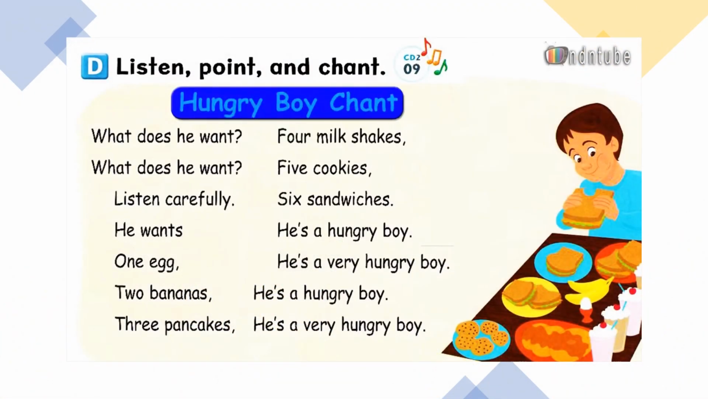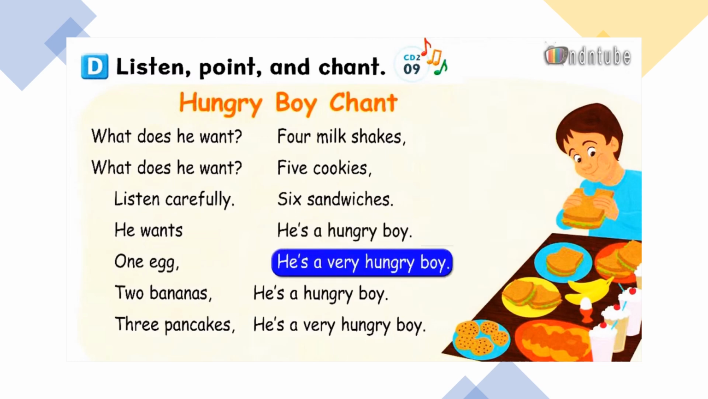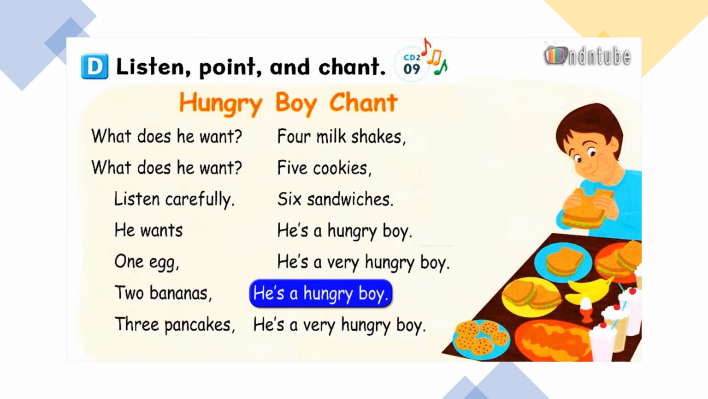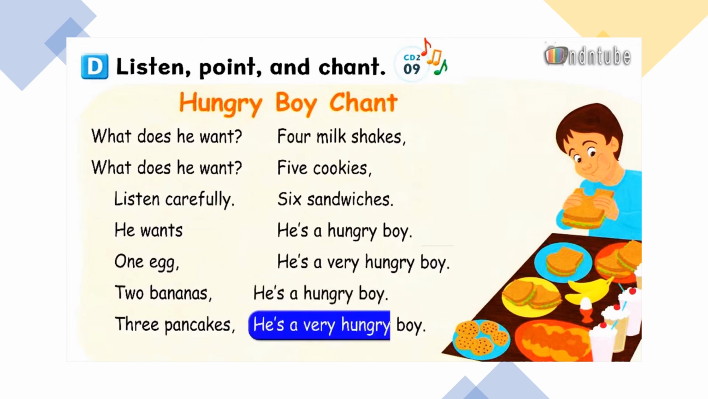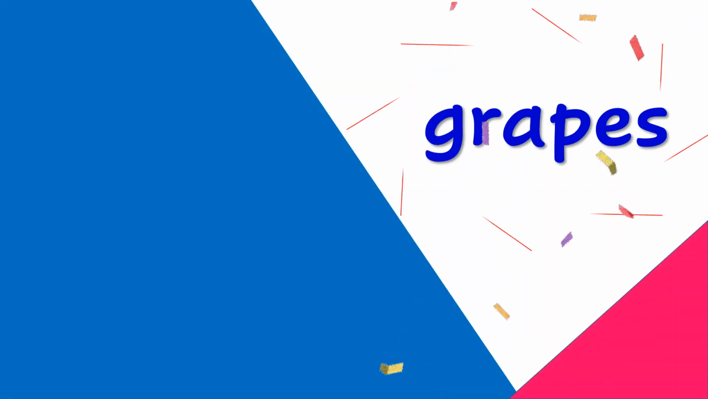Hungry boy chant. What does he want? What does he want? Listen carefully. He wants one egg. Two bananas. Three pancakes. Four milkshakes. Five cookies. Six sandwiches. He's a hungry boy. He's a very hungry boy. He's a hungry boy. He's a very hungry boy.